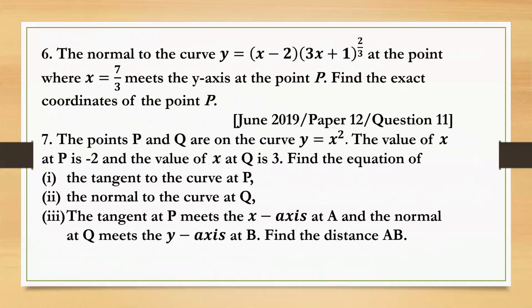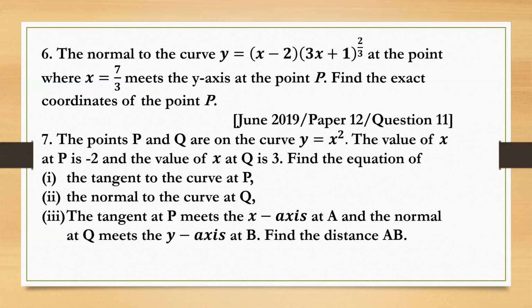Last question, the points P and Q are on the curve y equal to x squared. The value of x at P is -2 and the value of x at Q is 3. So you need to find the equation of a tangent at P, equation of normal at Q. Now, the tangent at P meets the x-axis at A and the normal at Q meets the y-axis at B. You need to find the distance AB.